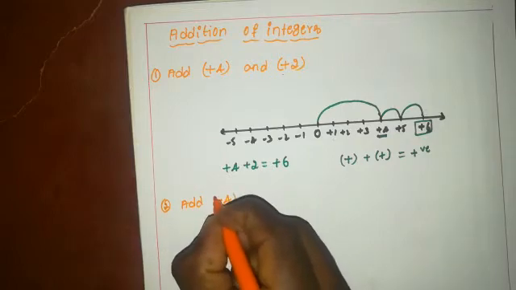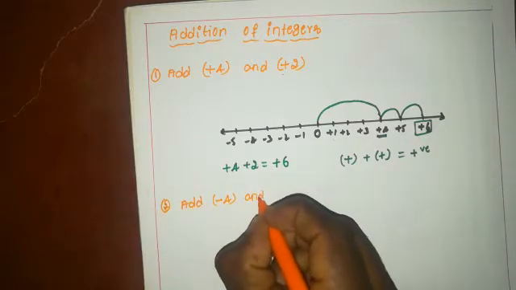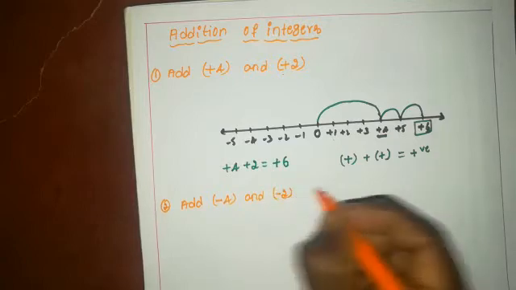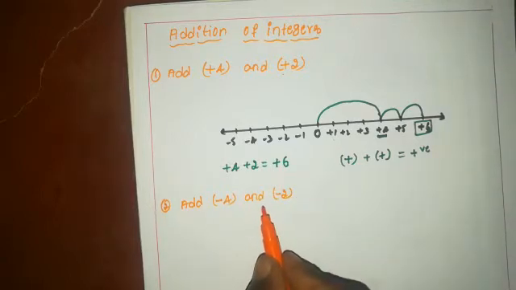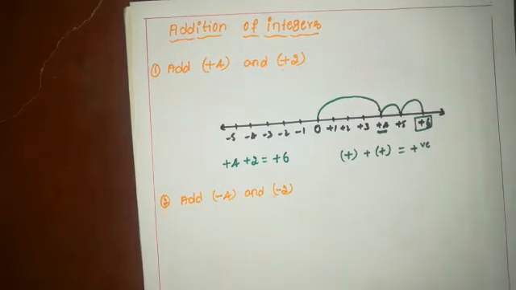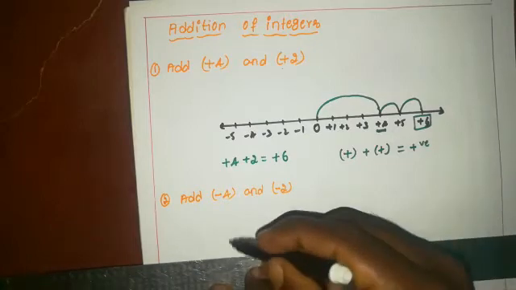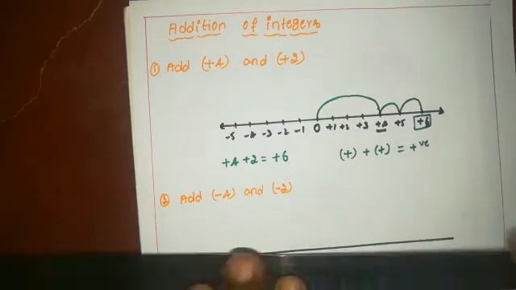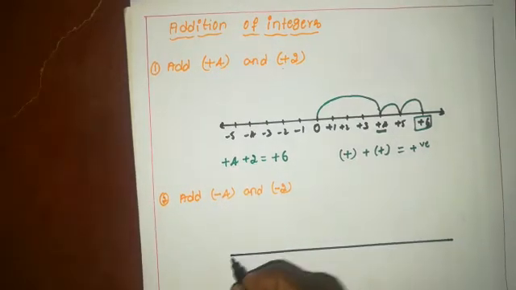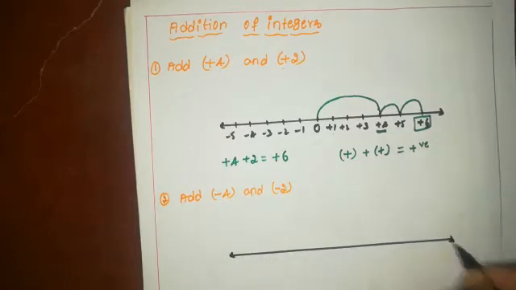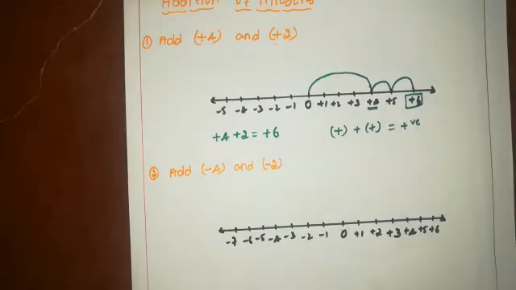Next, you see the next example, that is add minus 4 and minus 2. Now we have to add minus 4 and minus 2 by using the number line. At first we have to draw the number line. First draw the line and then mark the points. This is the number line.